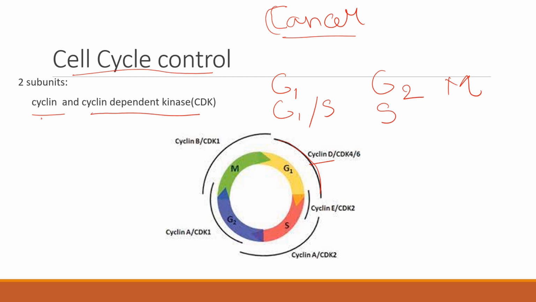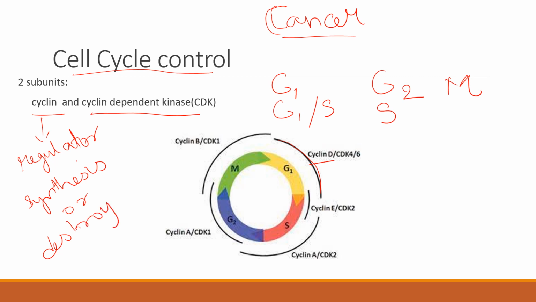Now this cyclin is basically a regulator molecule, and this cyclin is synthesized and destroyed after every phase. Means in every phase a new cyclin comes and attaches to cyclin dependent kinase. This CDK is constant in every phase of the cell cycle, but the cyclin keeps on changing.